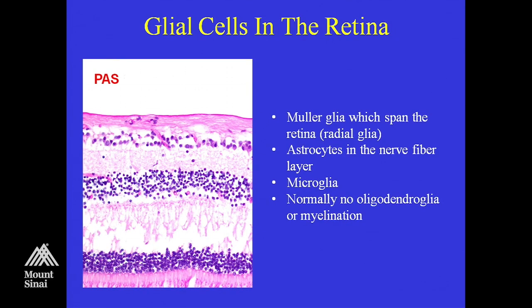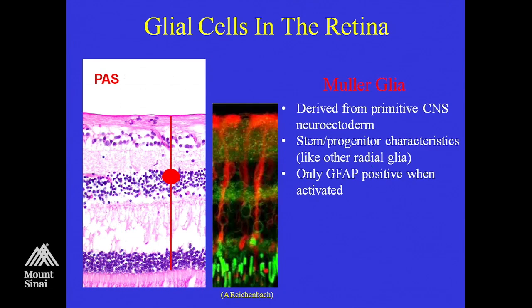And to start with, I just wanted to review retinal histology and the glia you find in the retina, since some folks here may not look commonly at eyes. So in the retina, you have radial glia, which are known as Müller glia, and like other radial glia, they're going to span the entire extent of the retina. So you have the cell body in the internuclear layer, and these long processes that extend to the internal limiting membrane and the inner aspect of the retina and out to the photoreceptors.